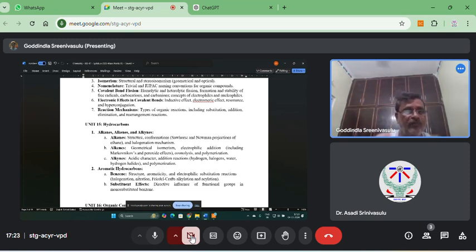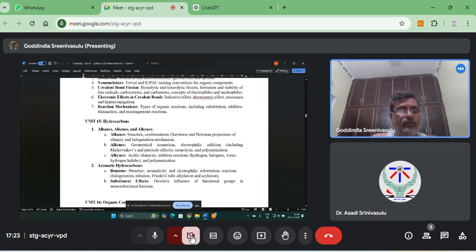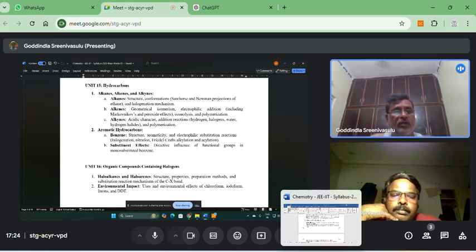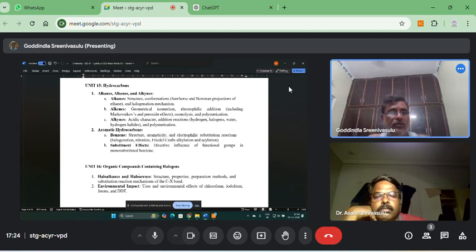And aromatic hydrocarbons, these are ring compounds, especially the structure, aromaticity, and electrophilic substitution reactions like halogenation, nitration, sulfonation, alkylation, acylation, etc. And substituent effects, directing influence of functional groups in monosubstituted benzene, like that.